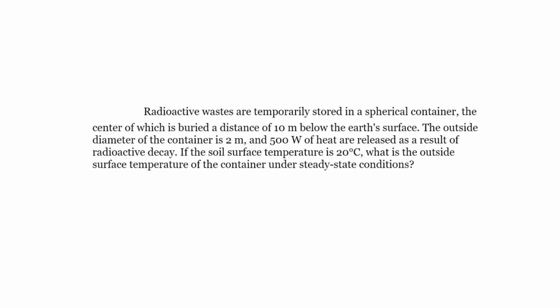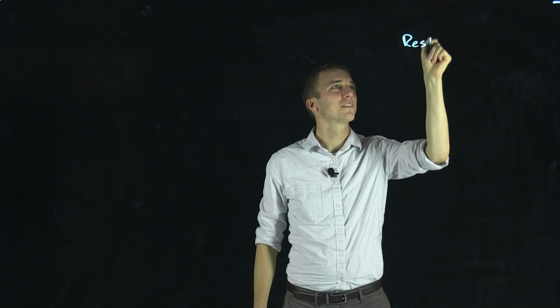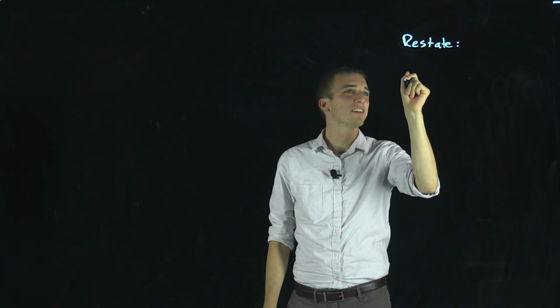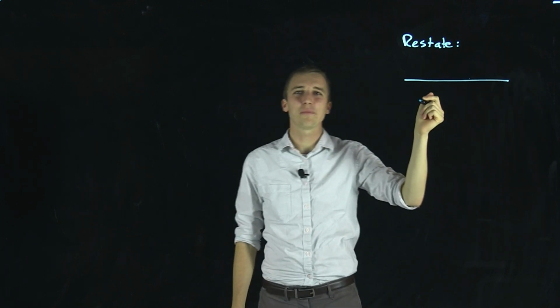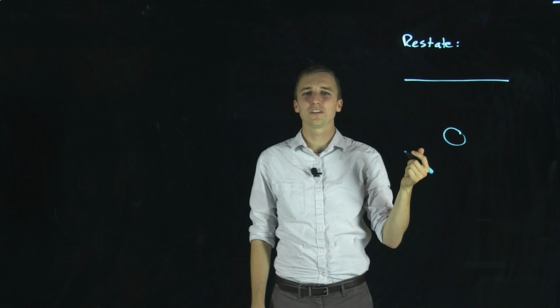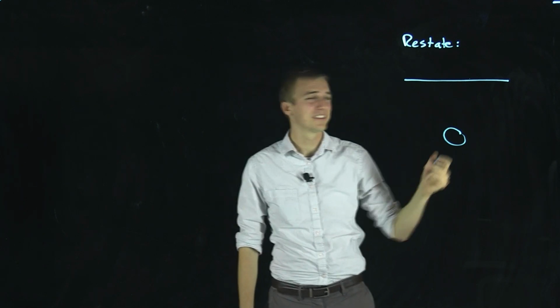Today I'll be presenting the solution to the first practice problem in homework number 4. Okay, so let's restate the problem. We're going to do that with our picture as we've been doing. So we have buried under the ground a sphere of nuclear waste that is decaying.